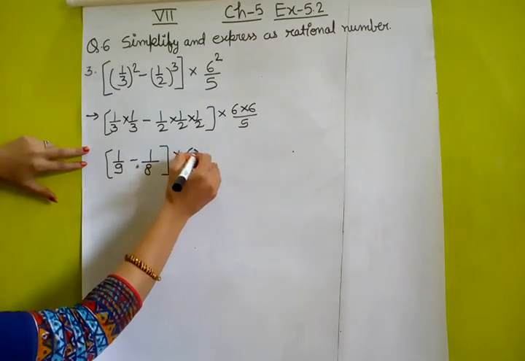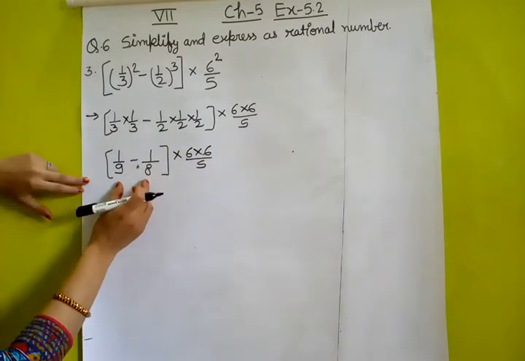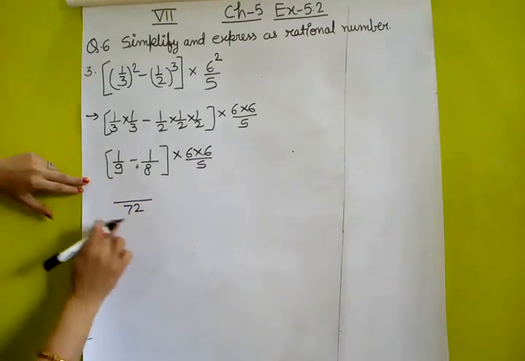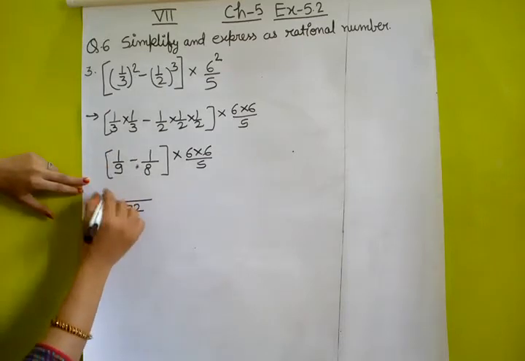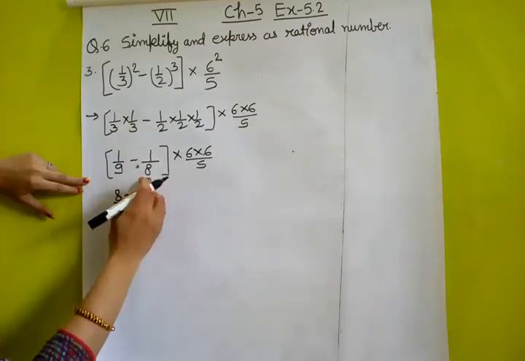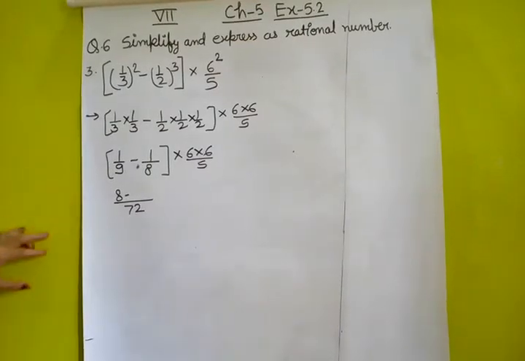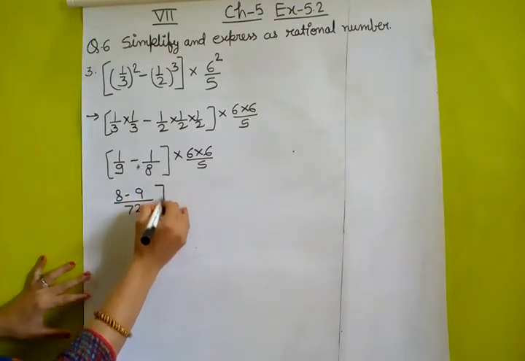And this is students 6 multiply 6 upon 5. Now students, here you can take LCM. LCM will be students 72. Now 72 divide by 9, it will be 8. 8 multiply 1, 8 will come. Then minus 72 divide by 8. 8 nines are 72. And students, 9 ones are 9.